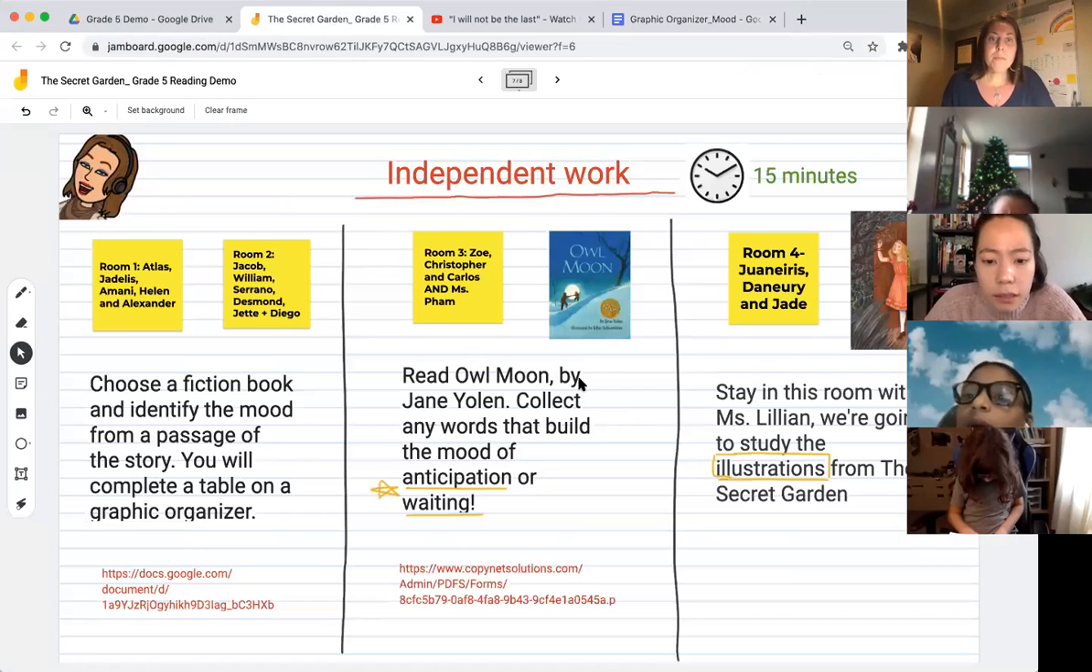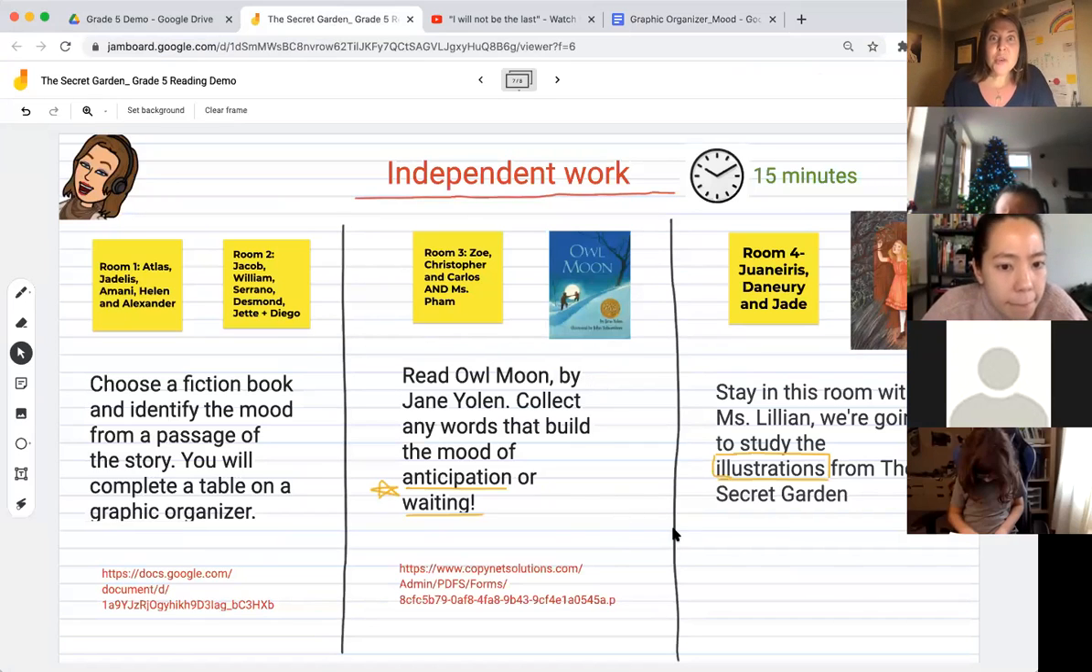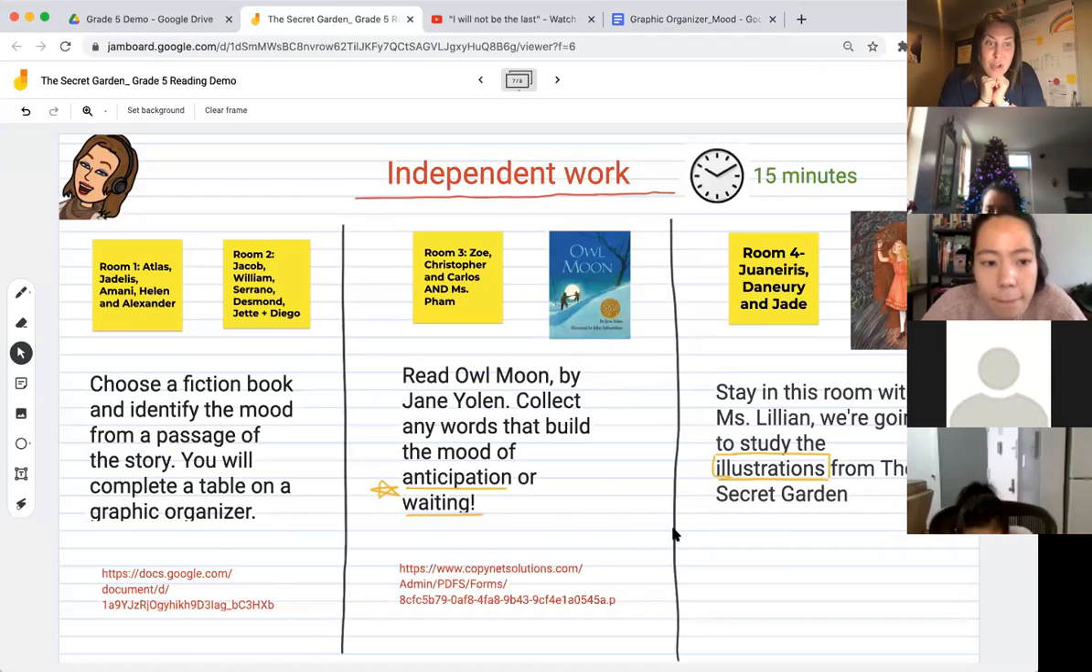Okay, so that means that Zoe, Christopher, and Carlos and Miss Pham are going to be in a separate room, and you guys are going to be reading Owl Moon, which is one of my very favorite long poems by Miss Jane Yolen.